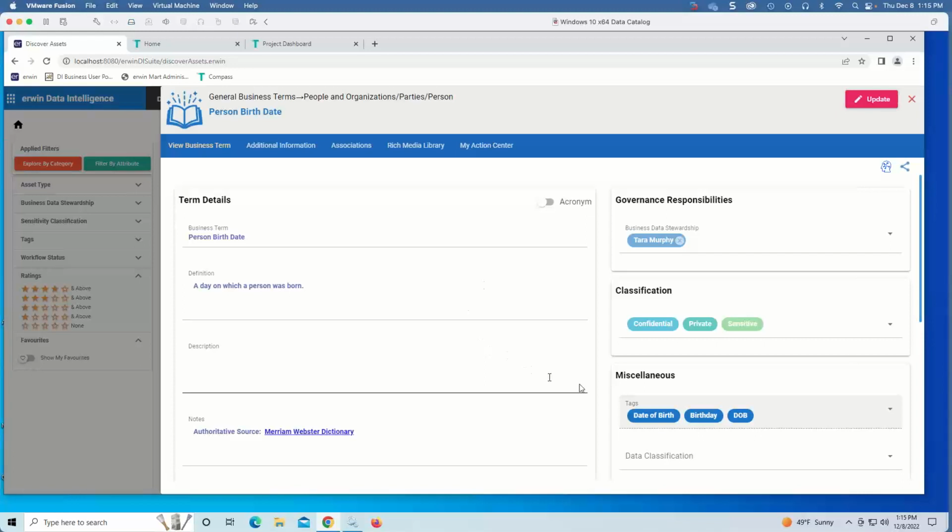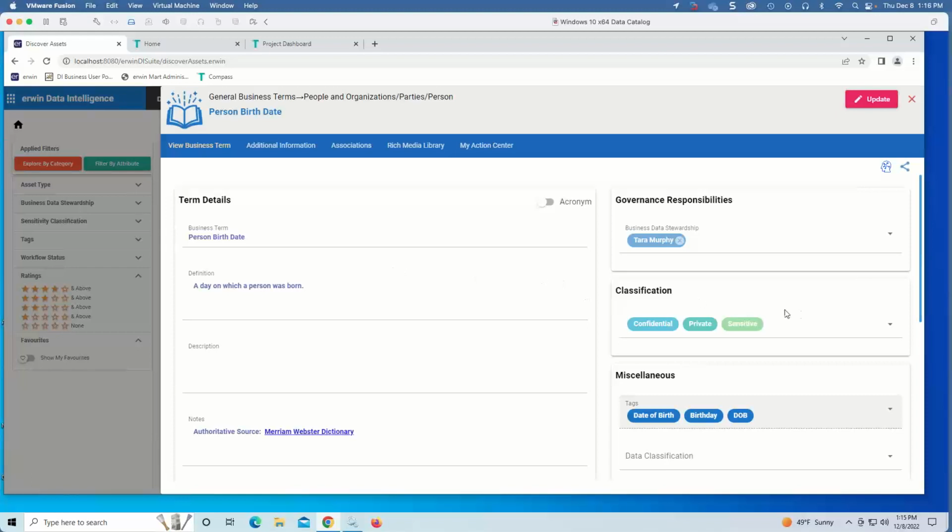Now you'll notice here that under miscellaneous, there are also tags. So as I mentioned before, there may be synonyms or aliases that people still use within the organization, and you can put them in as tags. So if somebody searches for birthday or DOB or date of birth, they'll come back to the same business term.